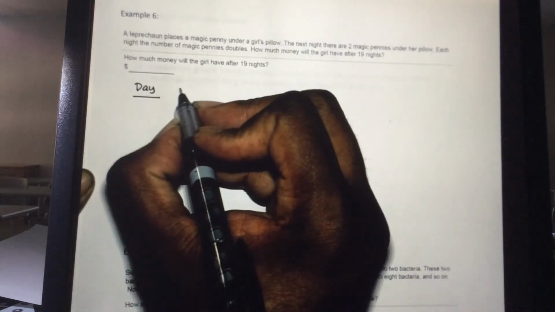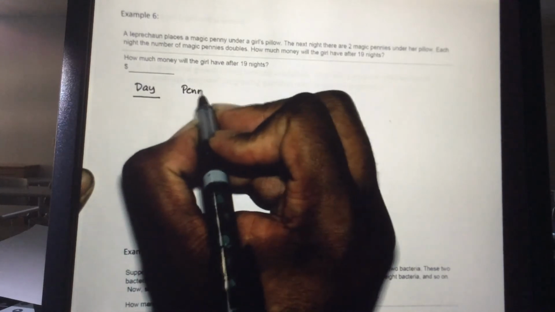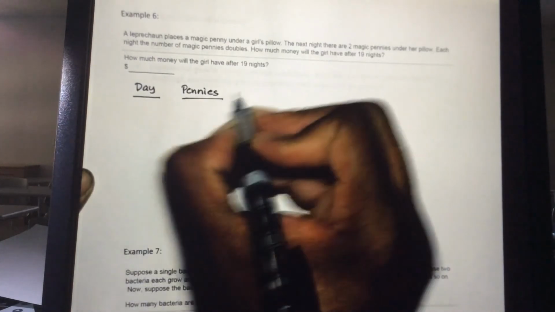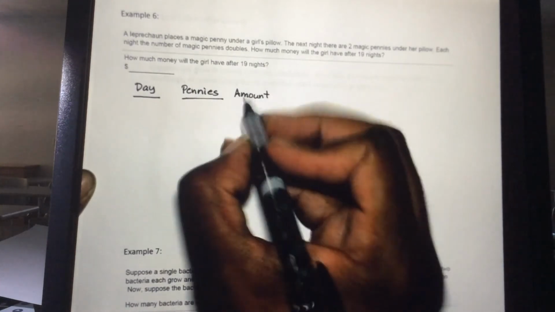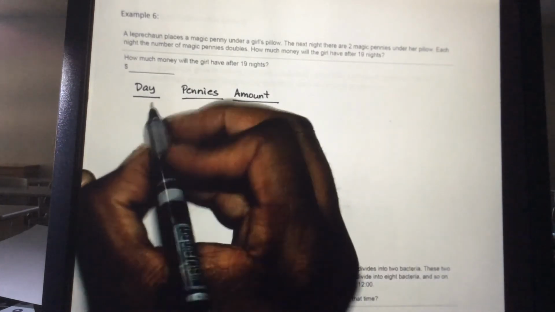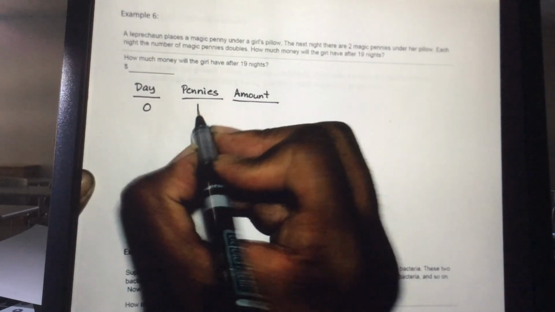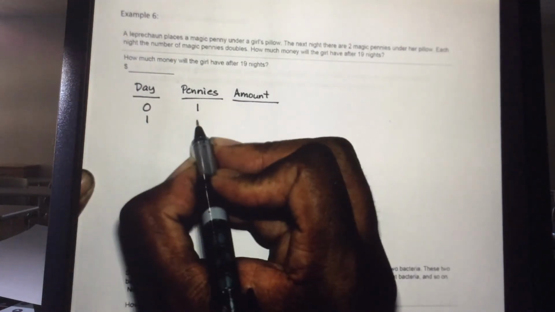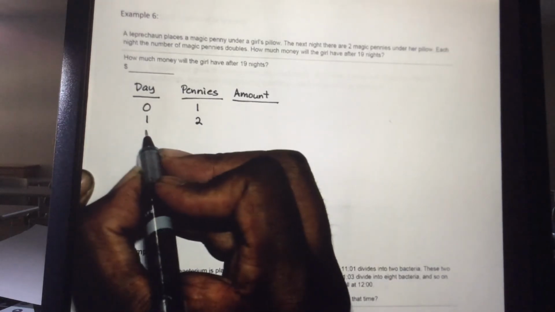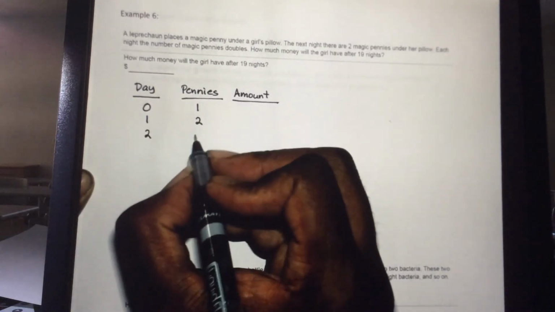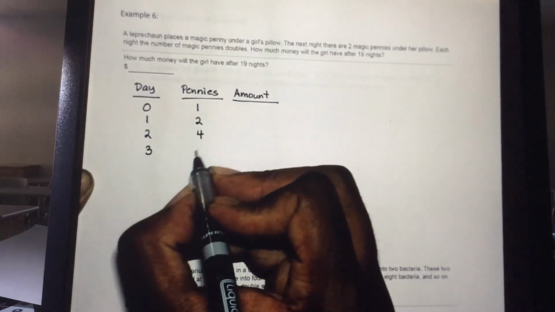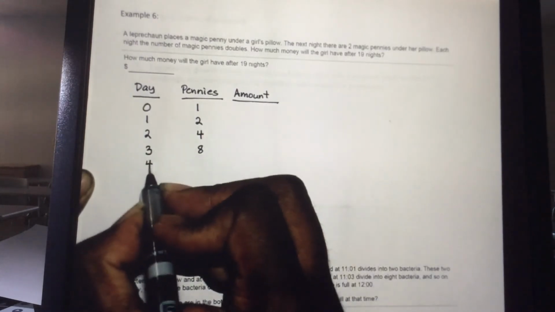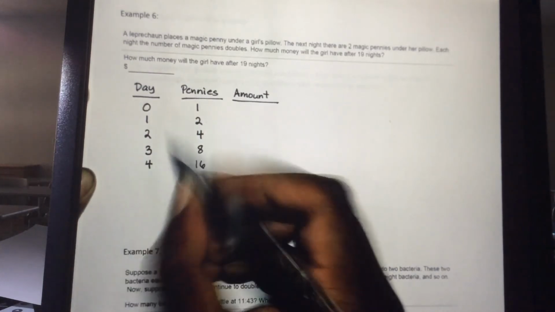So it'll be for the day, and then for the number of pennies, and the amount. So on day 0, there's only going to be 1 penny. Day 1, there'll be 2 pennies. Day 2, this doubles to 4. Day 3 doubles to 8. And on day 4, doubles to 16, and so on.